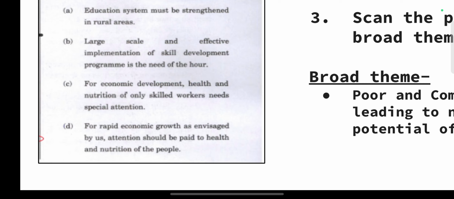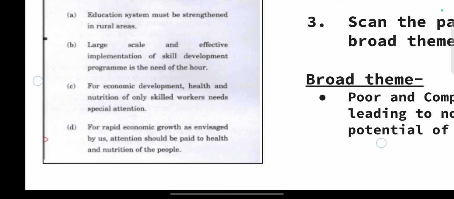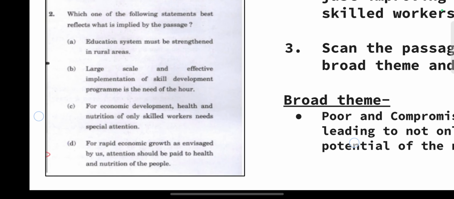So this C option does not seem to be practical. By only focusing on the health and nutrition of skilled workers, no nation, especially like India, can focus on economic development. So this can be easily eliminated. It is not a practical and reasonable option to hold. So we have eliminated C. And D says, for rapid economic growth as envisaged by us, attention should be paid to health and nutrition of the people. Okay, so this is also quite a reasonable and sensible option, so we cannot eliminate it. So till now we have eliminated option C only.